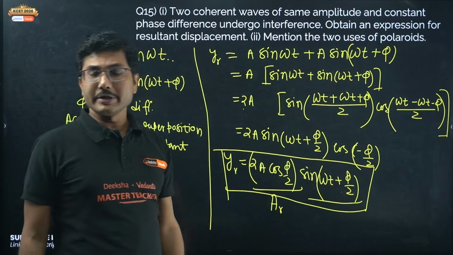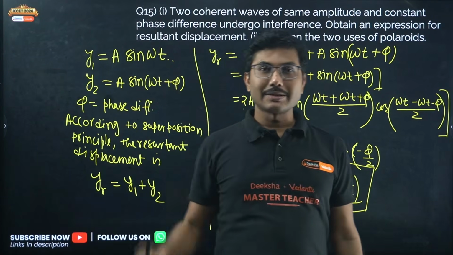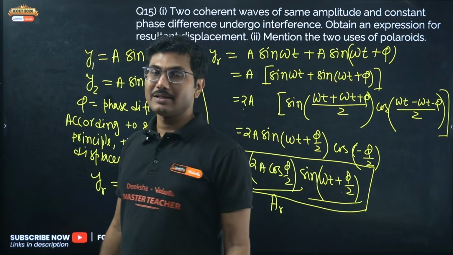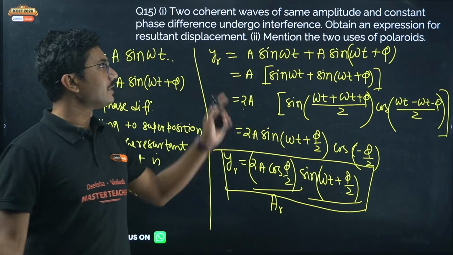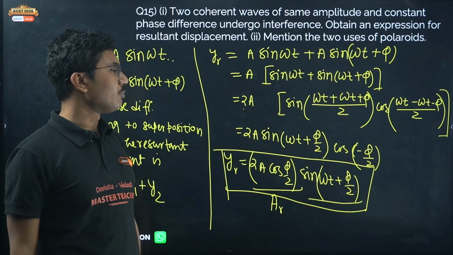And uses of Polaroids: Polaroids are used in sunglasses, and Polaroids are used in 3D glasses to watch 3D movies. So these are the very common uses of Polaroids.